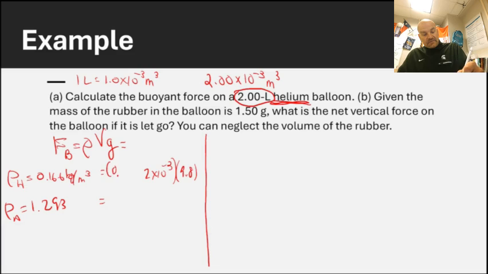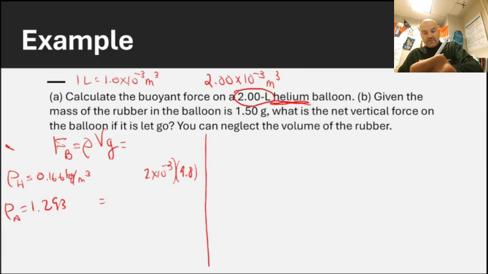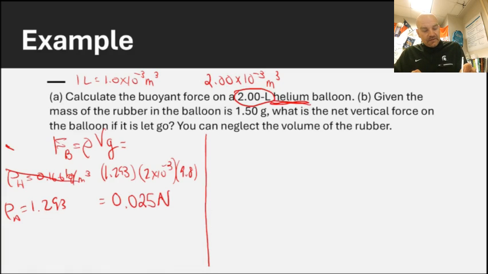So we're going to go in and erase the 0.166, and we're going to put in 1.293 times the 2. And we find that the buoyant force is going to be 0.025 newtons. Okay, again, we're not going to need the density of helium because the balloon is going to be in air, right? And we're looking for the fluid that we're in. We know the balloon has helium inside, but it's the air in which it sits.